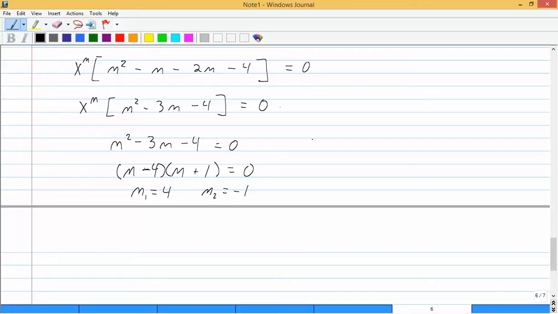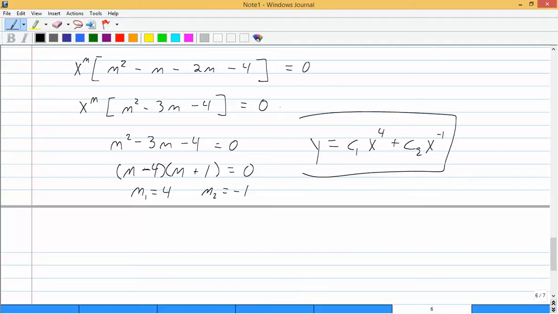That means that I can write our solution. If it's a homogeneous equation, we don't really have a complementary and a particular. We just have a complementary. There is no particular solution. So I'm going to have y equals c sub 1 x to the 4th plus c sub 2 x to the negative 1. And that's my solution.